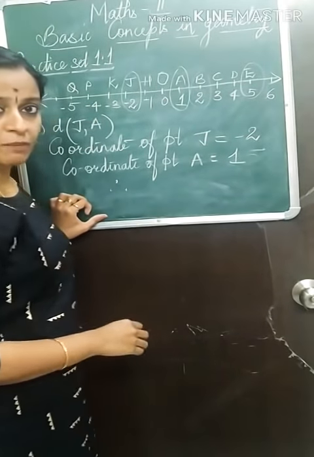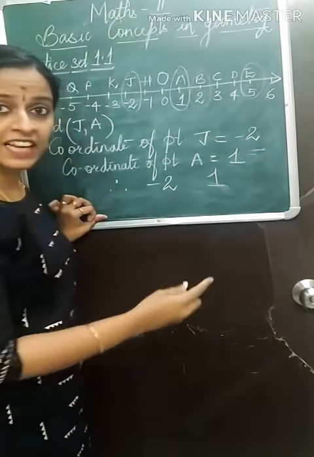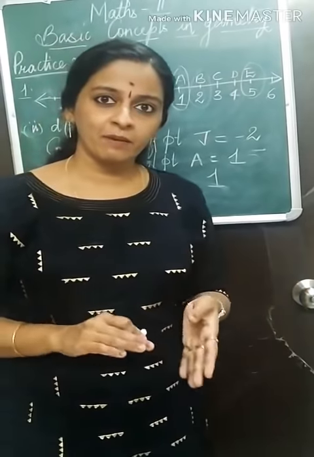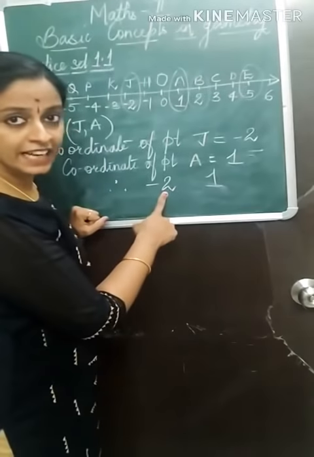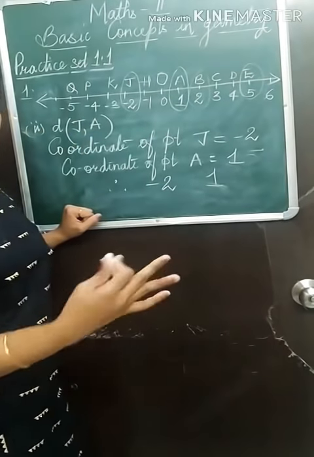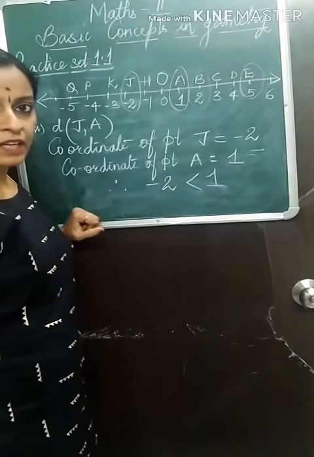Therefore, which number is greater than the other? Minus 2 and 1. Which is greater? We all know that negative numbers are always smaller than positive numbers. So here this is a negative number and this is a positive number. So obviously positive number 1 will be greater than minus 2.